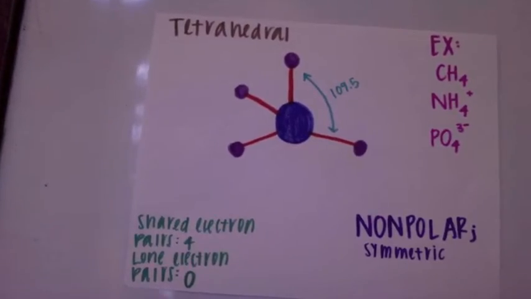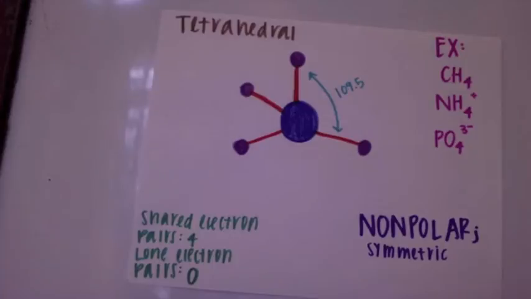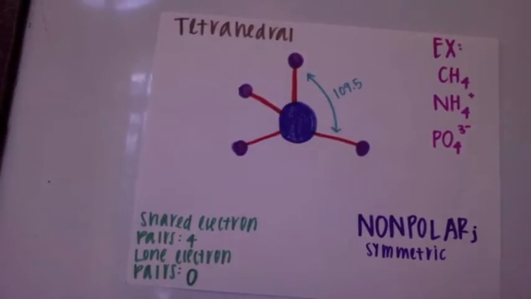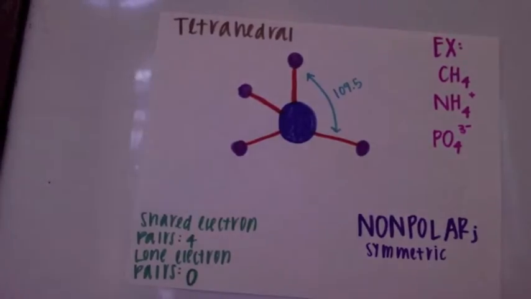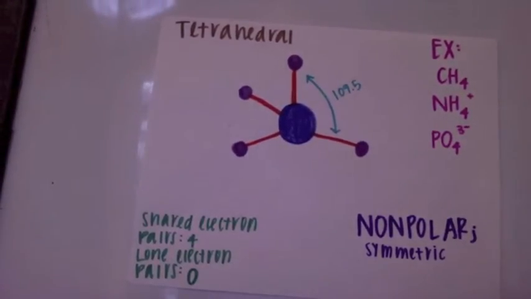The tetrahedral molecular shape has bond angles of 109.5 degrees. It's nonpolar, meaning it's symmetric, and some examples are methane, ammonium, and phosphate. It has 4 shared electron pairs and 0 lone electron pairs.